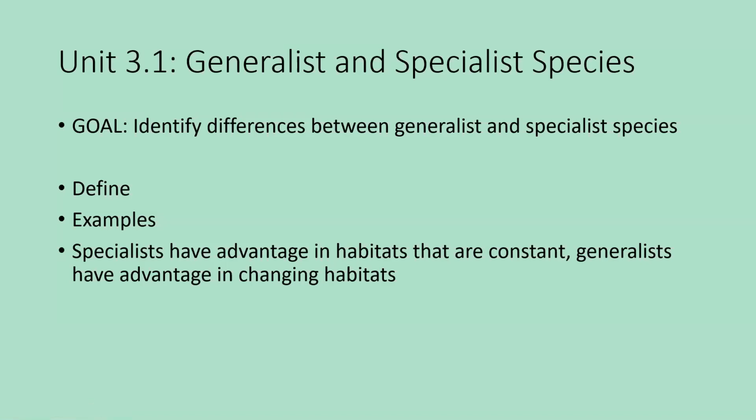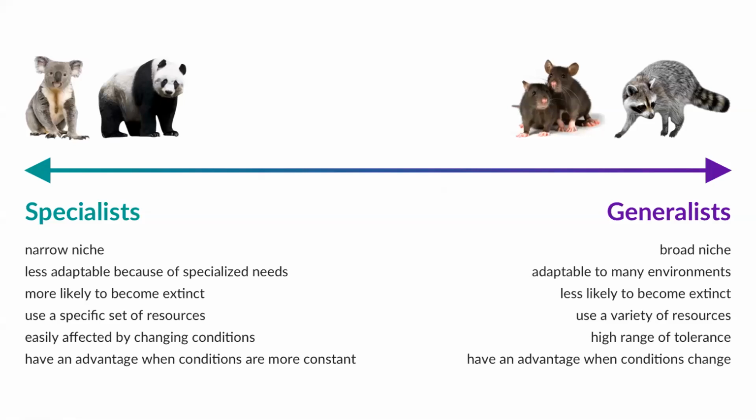And in order to do that, we're going to define them. We're going to go over some examples and look at the facts that specialists will have advantages in habitats that are constant with no change. Generalists have the advantage in changing habitats. So in general, a specialist has a narrow niche, less adaptable, uses specific resources, more likely to become extinct, easily affected by change, and has an advantage when conditions are constant.